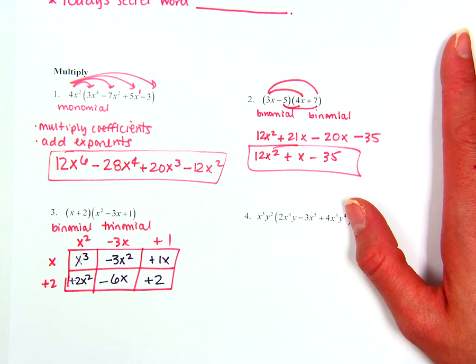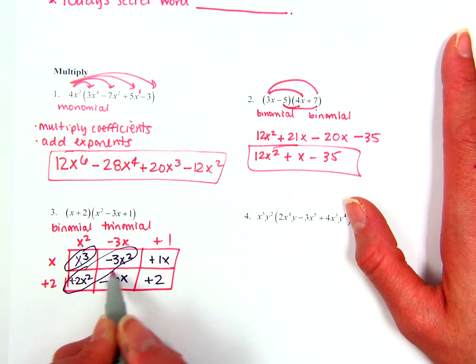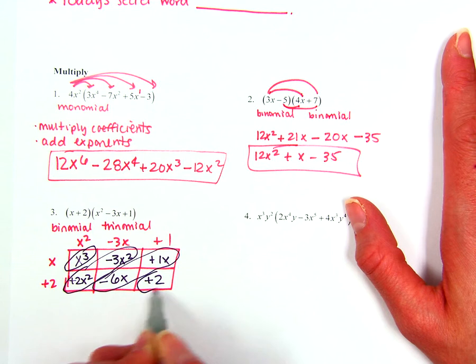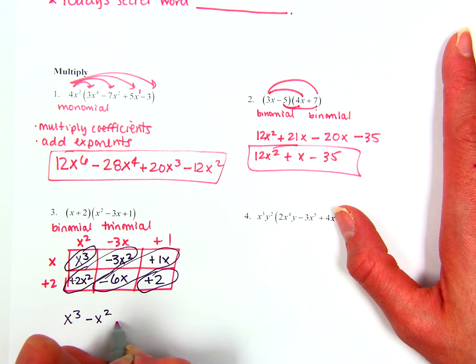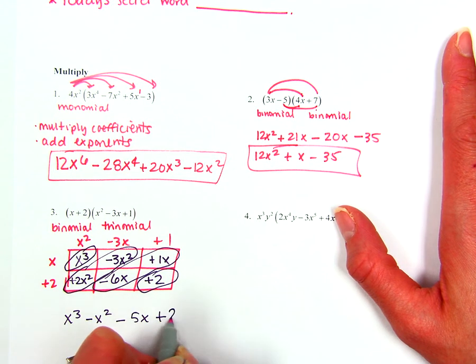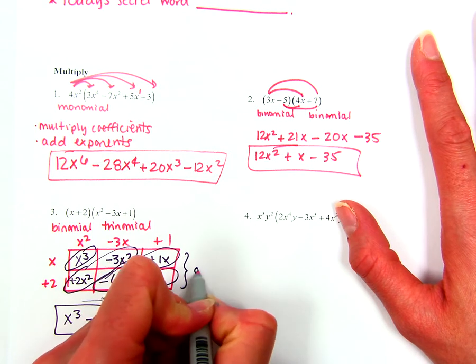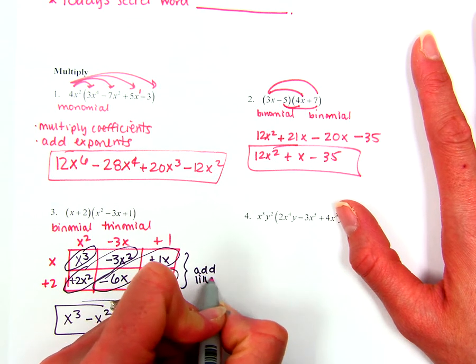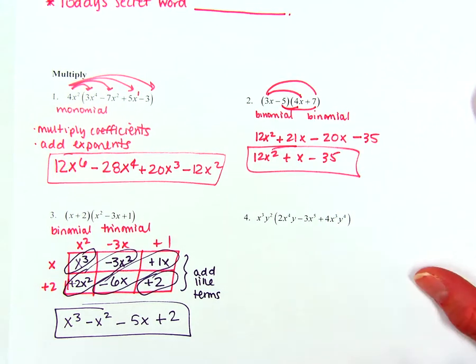The nice thing about the box method is when I go to combine my like terms, I can just add my diagonals. So I have x cubed, I have negative x squared, I have negative 5x, and I have plus 2. All right, so make sure when you are done, you're adding like terms. Just like we did over here, right?